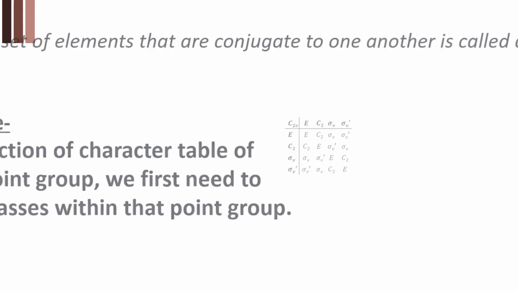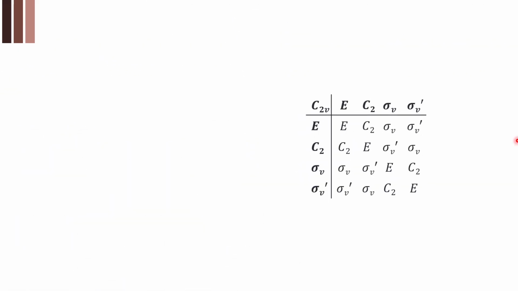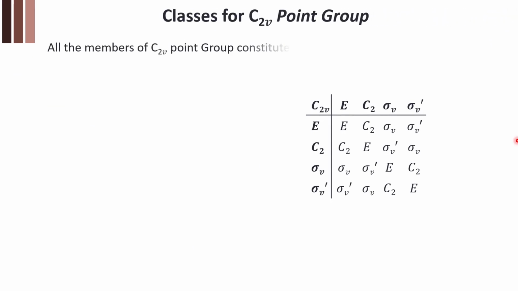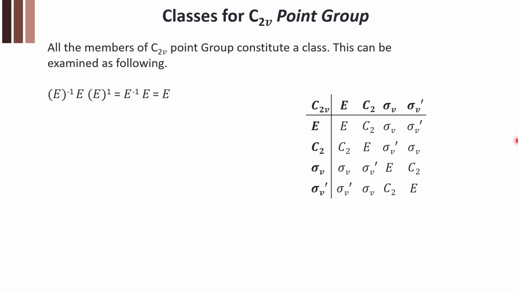So if we start with water molecule belonging to C2v point group, this is the group multiplication table that we have learned earlier for C2v, and now we are going to see how different elements are transformed. We are going to examine them one by one. So start with identity. Now when you start with identity, E inverse E. So E inverse is E. Reciprocal of E is E itself.